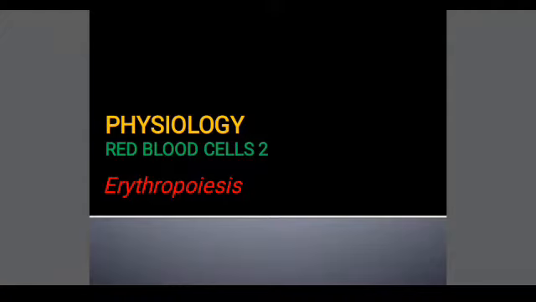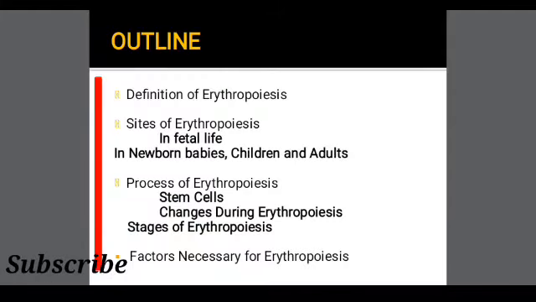Today we're going to be discussing erythropoiesis, which is the second video of our red blood cell series. Our first video is also on YouTube, so you can check it out. So this is going to be our second video, erythropoiesis, and under erythropoiesis we're going to look at the definition of erythropoiesis. We're going to look at different sites where erythropoiesis can be carried out. And we're also going to look at the process of erythropoiesis.